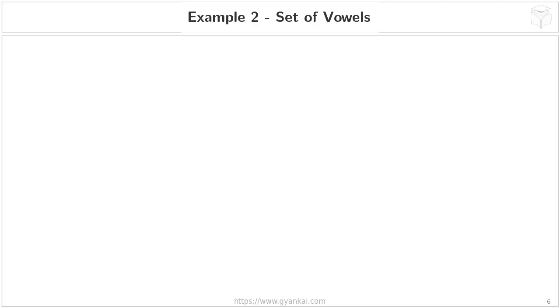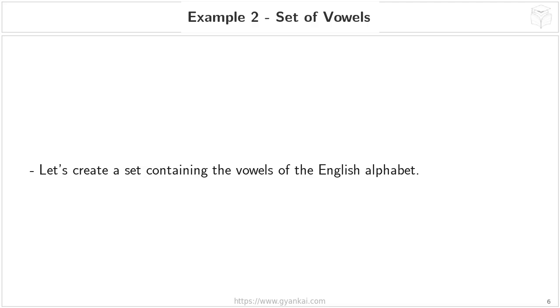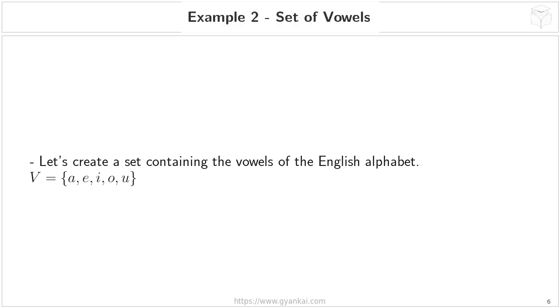Example 2, set of vowels. Let's move on to another example. As we've discussed, sets are a way to group distinct objects, and we use capital letters and curly braces to define them. This slide asks us to create a set containing the vowels of the English alphabet.